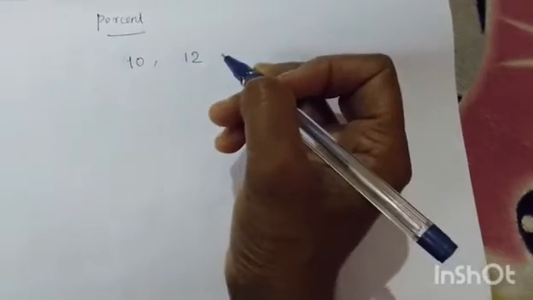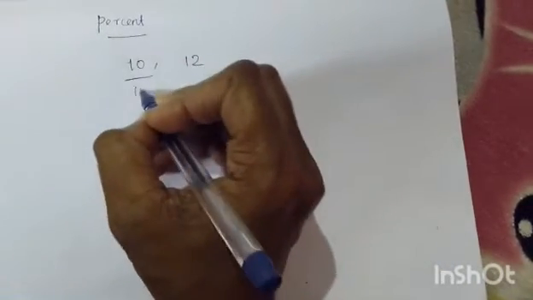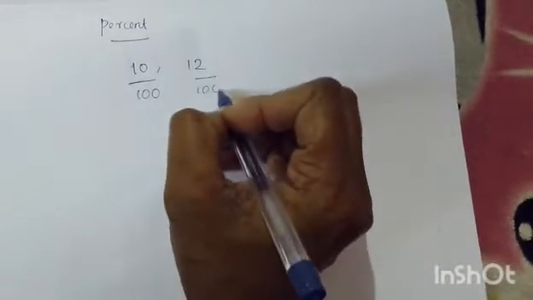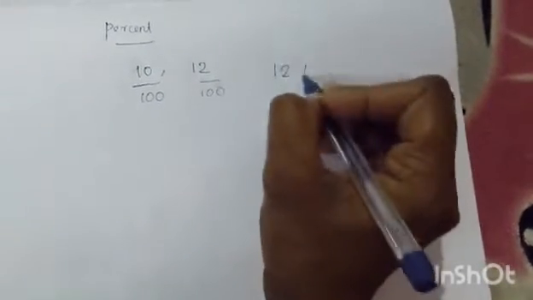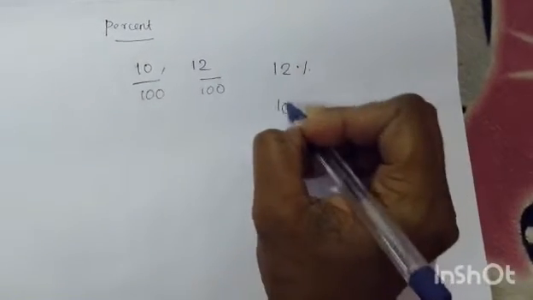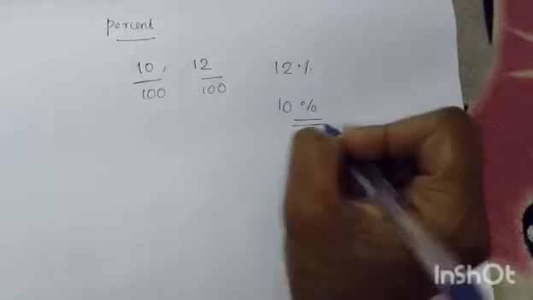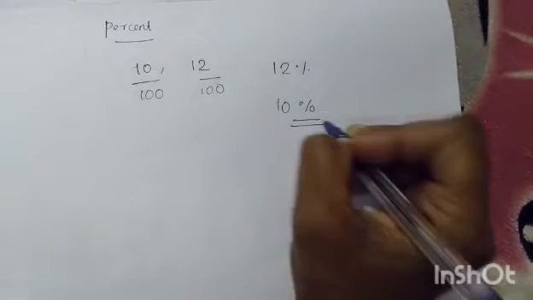From our two problems, we have found 10 and 12. For every 100, 10 rupees is less, and in the next problem, for every 100, 12 rupees more is payable. Here 10 and 12 are both expressed in terms of 100. These two things we call percentage: 12 percent and 10 percent. This is the symbol of percent.